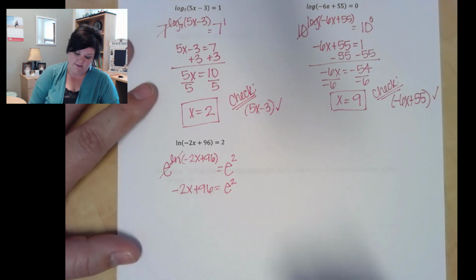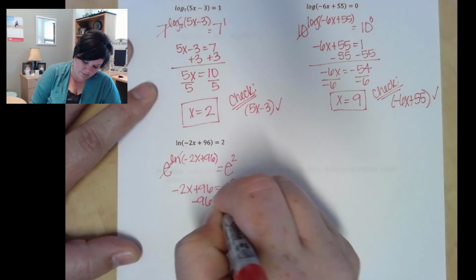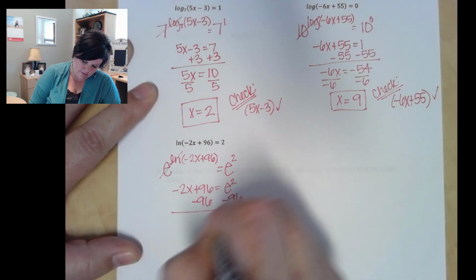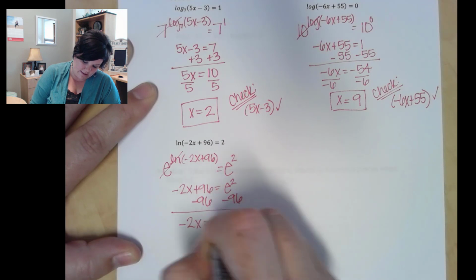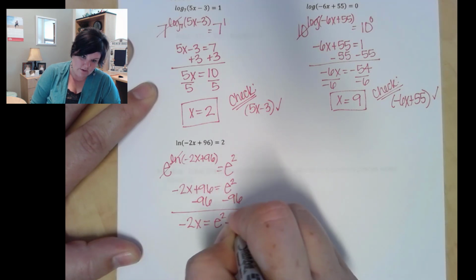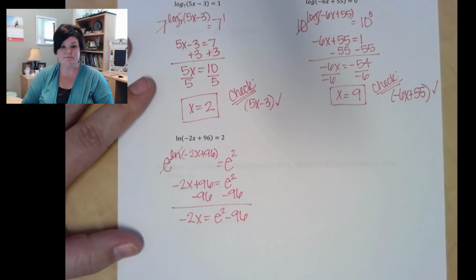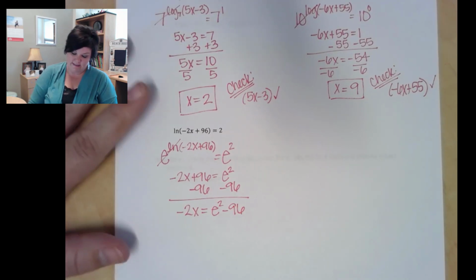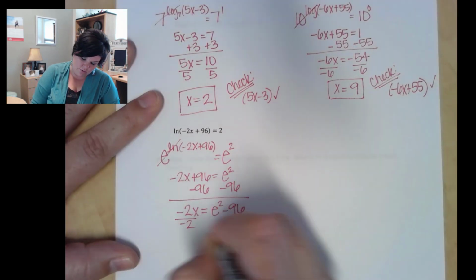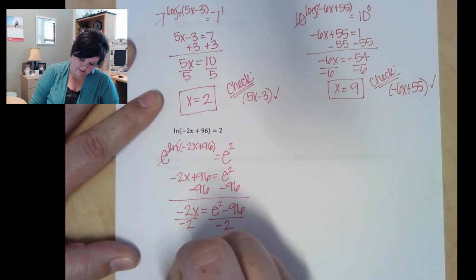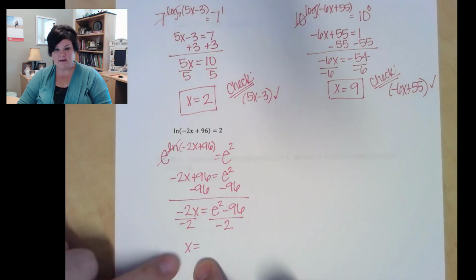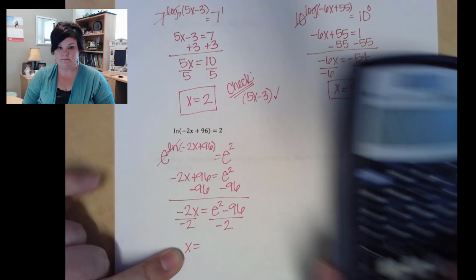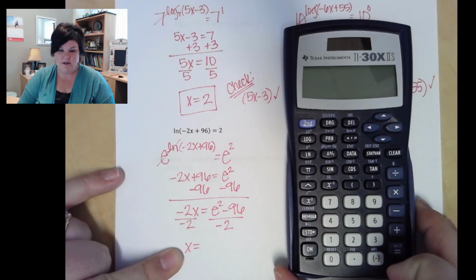So I can continue to solve for x. I'm going to subtract 96 from both sides, which gives me negative 2x is equal to e squared minus 96. And then I need to divide off my negative 2. So that's going to give me x equals, and then again on your calculator, make sure you know where your e button is.